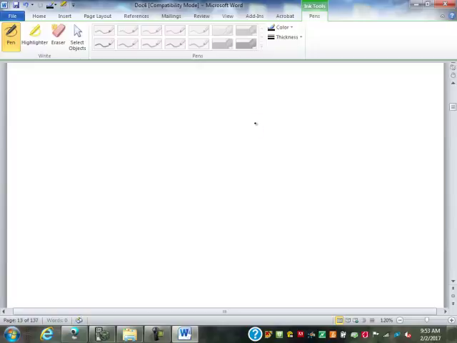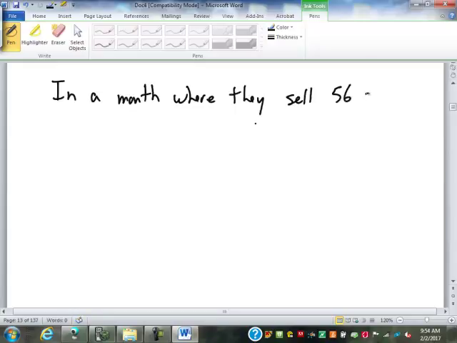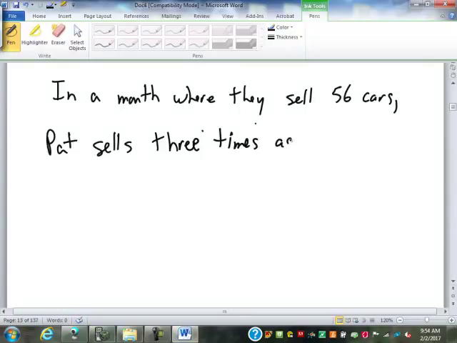So, let's say that in a month where they sell 56 cars, Pat sells 3 times, oops, I'll put all the letters in the words, 3 times as many as Sam. How many did each sell?